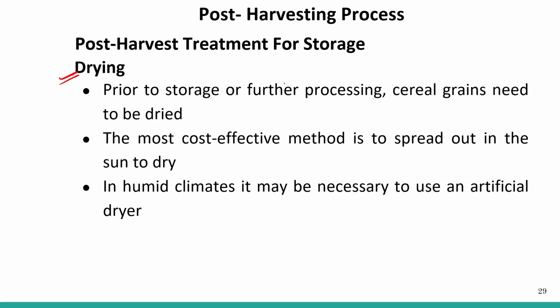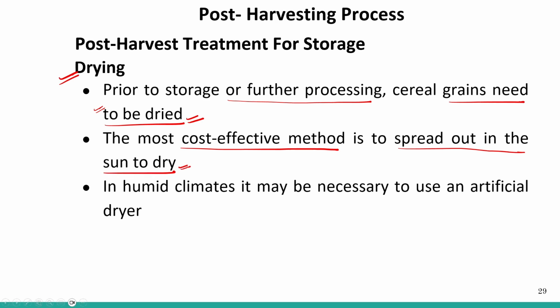Drying. The next method is drying. Prior to storage or further processing, cereal grains need to be dried. So before storing those seeds, we should go for the drying process. The most cost effective method is to spread them out in the sun to dry. In a humid climate, it may be necessary to use an artificial dryer, because when the condition is quite humid, the sun is not available, so for that we can go for the artificial drying method.